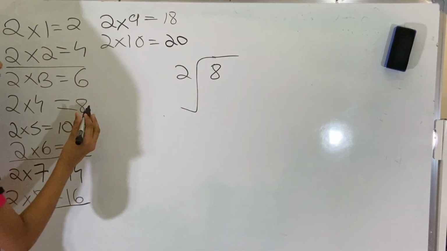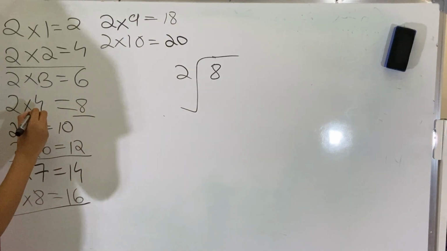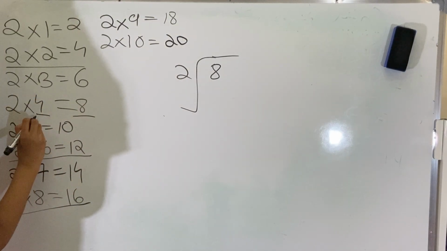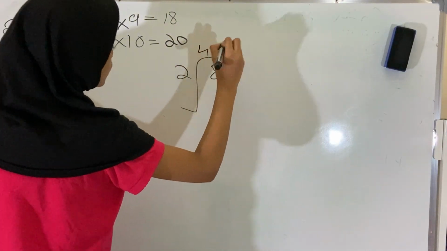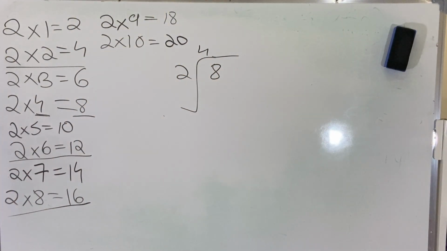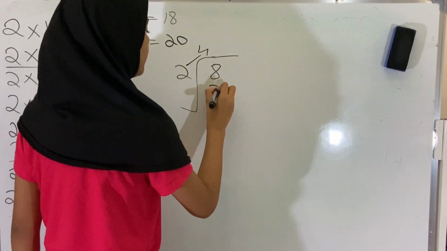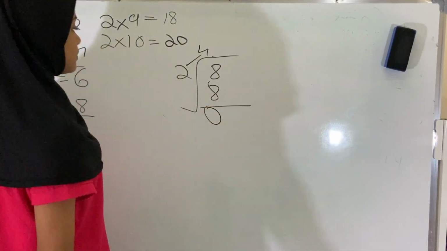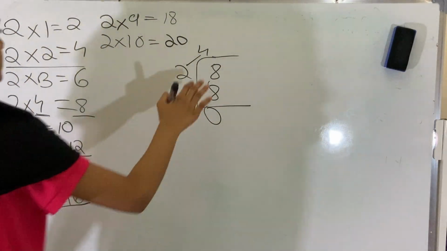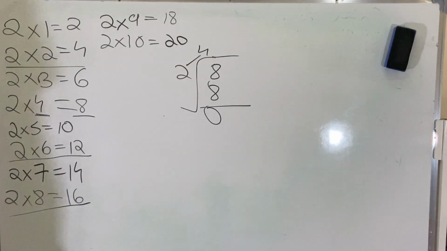Okay, so if you can see, 8 is in 2's table. And 2 into what is 8? You can see 2 into 4 is 8, so that means it's going to be 4. Now 2 into 4 is 8. Subtract them and you get it like this. So the answer for 8 divided by 2 is 4.